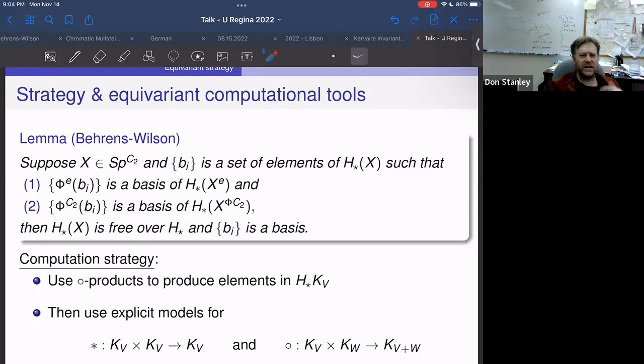Yeah, okay, sure. Just because they're spaces with natural S1 or Z mod 2 actions that are defined combinatorially. So sometimes certain kinds of computations, you can compute with the combinatorics.